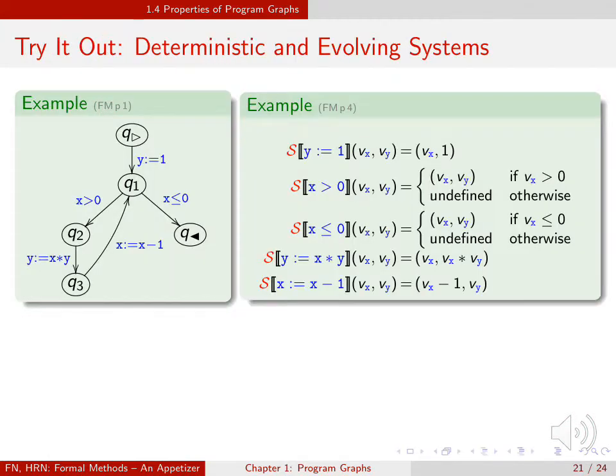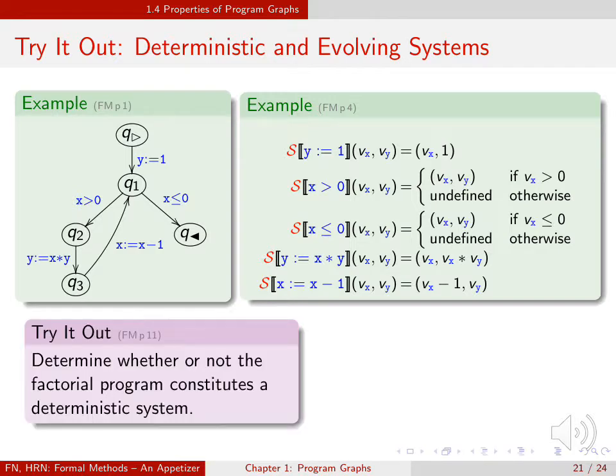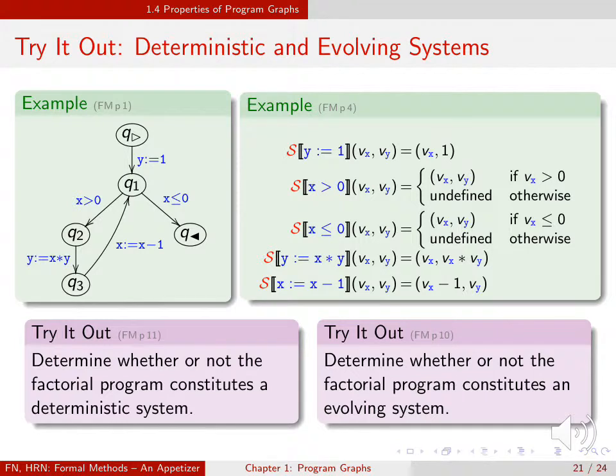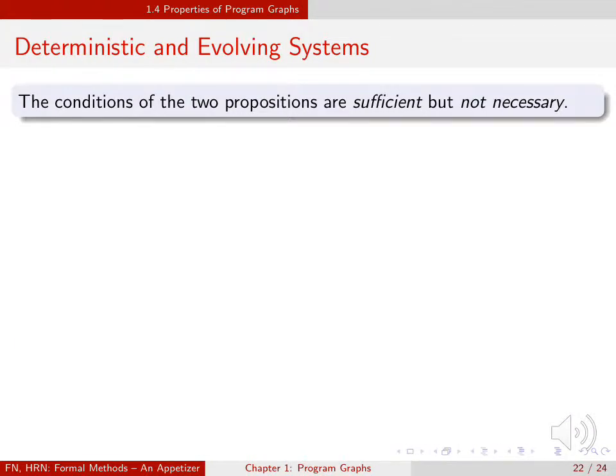It is time to try it out for ourselves. Let us remind ourselves of the program graph for factorial and the semantics that we gave to the individual actions. First, determine whether or not the factorial program constitutes a deterministic system. Next, determine whether or not the factorial program constitutes an evolving system. It is important to stress that the simple tests for being deterministic and evolving are sufficient but not necessary.